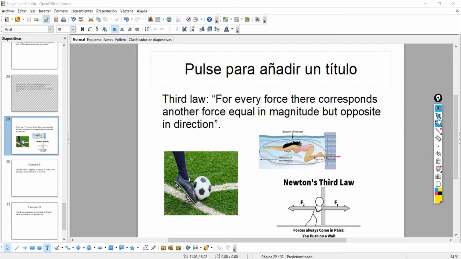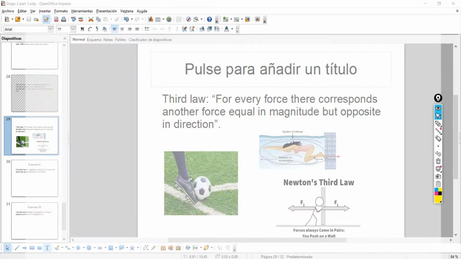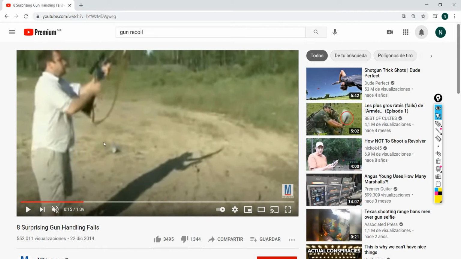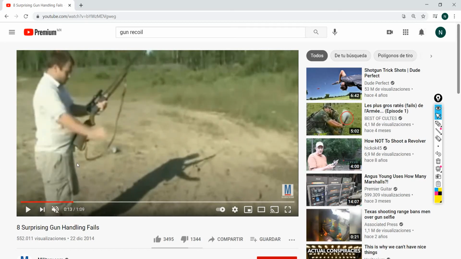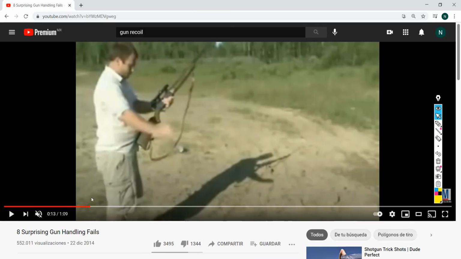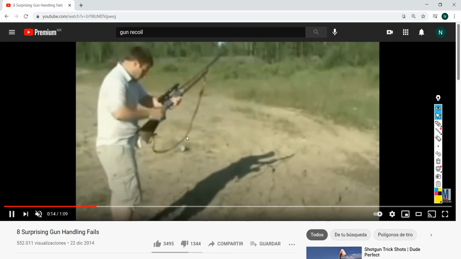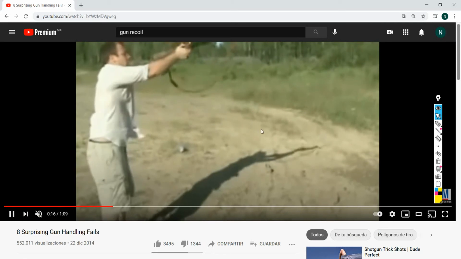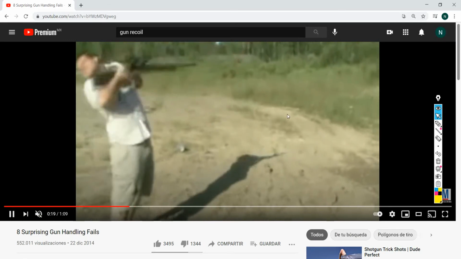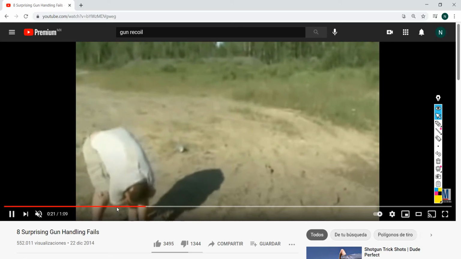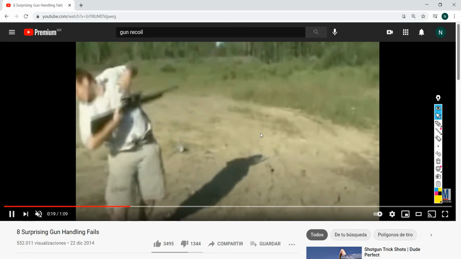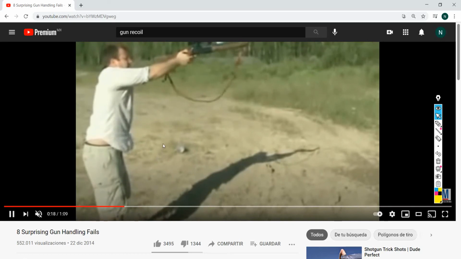And this is what you can observe when you have a gun recoil. I suppose, I don't know if you have handled a gun. I suppose not, because it's not very common in Mexico, but you have perhaps observed this phenomenon. When you handle a gun, guys, and when you shoot it, this may happen. Why does that happen? Look at that. This is known as a gun recoil.